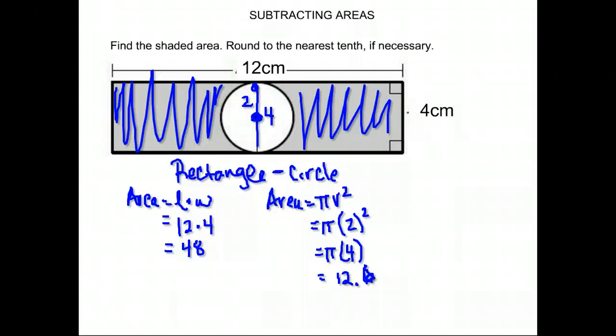And we get about 12.6. So to answer our question, we take the area of the rectangle, which was 48 square centimeters, minus the area of the circle, which was 12.6, and we get 35.4.